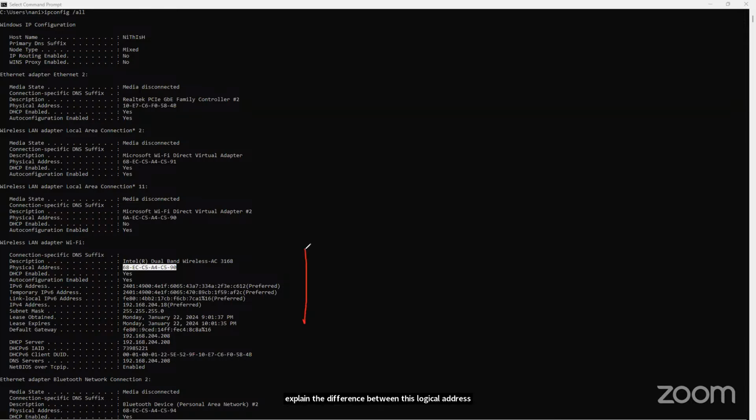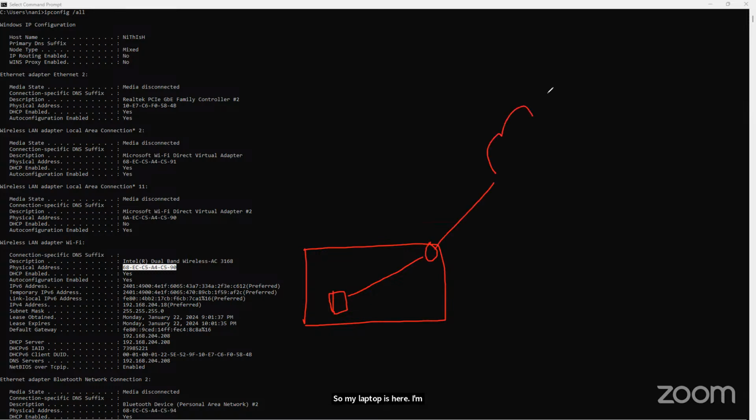Let's say today I'm sitting in my home, and I'm connecting to my home router. My laptop is here, connecting through my home router to the internet. Here, let's assume my IP address is 1.